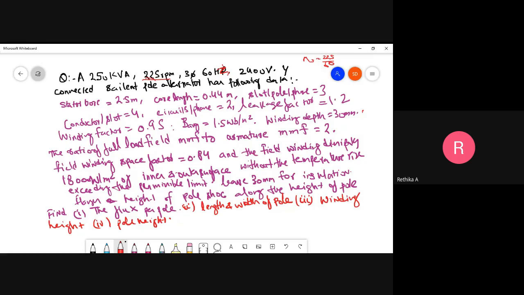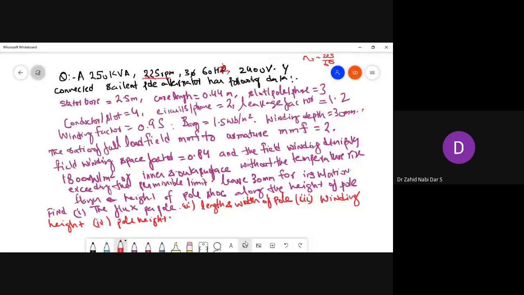Okay. So how do you go about this problem? This ns value you calculate. After that, what will you do? Once the ns value is done, to calculate the number of poles, ns is equal to 2f by p. That formula you know. So P is equal to 2f by ns.